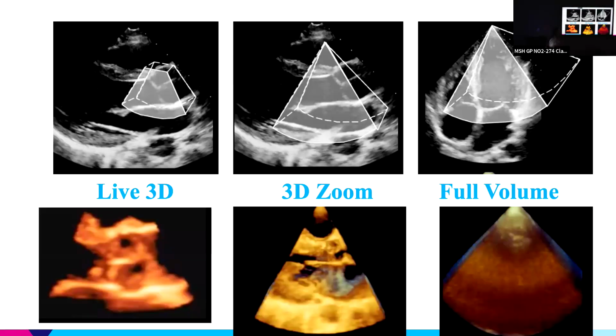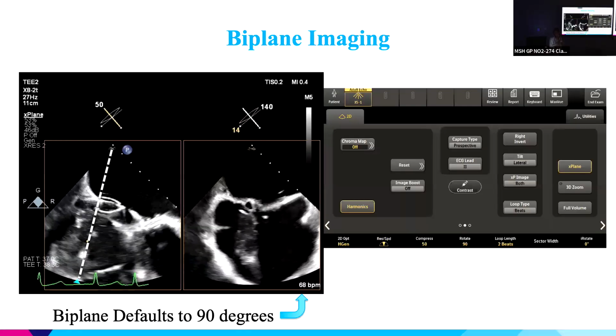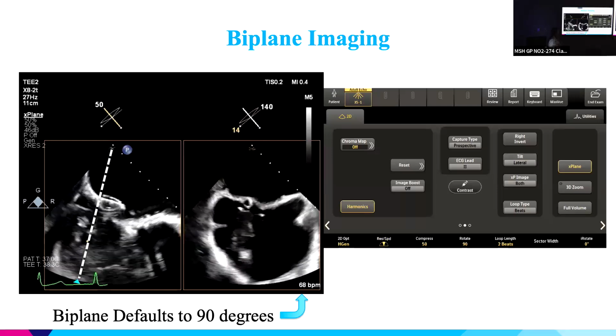So here's what it looks like in terms of boxes. You can see Live 3D, it's a narrow sector. 3D zoom is as wide or as narrow as you want it to be, and then full volume is the big guy. It's pretty much everything. When you get a full volume, you have to crop into it, because utilizing it like that is pretty useless. These are semi-cropped already when you go into them. So biplane imaging defaults to 90 degrees, which is what I mentioned.